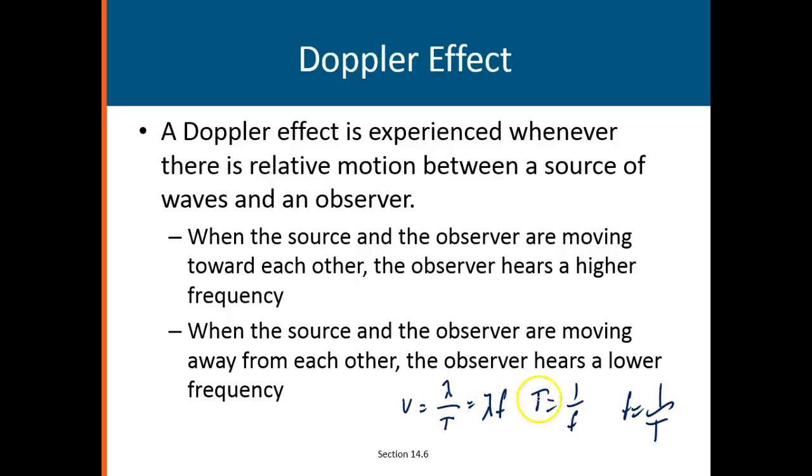Now, your wavelength hasn't changed any, but as the relative velocity is increasing, that makes the frequency go up. When velocity is decreasing, heading away from you, the frequency is getting lower, because the wavelength is fixed. So the observer hears a higher frequency when the source and the observer are moving toward each other. When they are moving away from each other, the observer hears a lower frequency. Certainly lower intensity too, because it's moving away, but the frequency is dropping off.